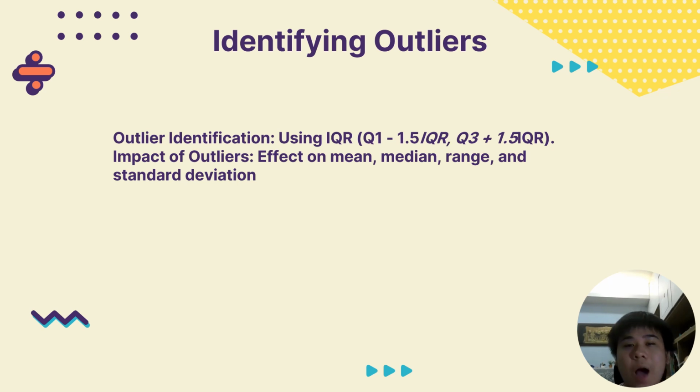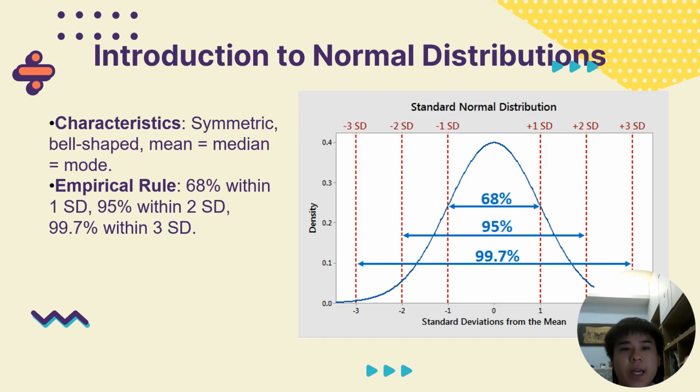So how does an outlier impact the data? It affects the mean, median, range, and standard deviation. Now, an introduction to the normal distribution. The characteristic is a bell shape. You can see it's a bell shape. Mean equals median equals mode. They all lie in the middle with the highest frequency.